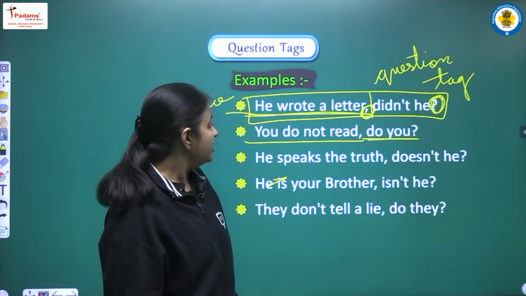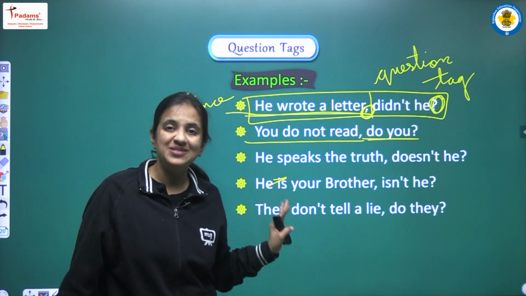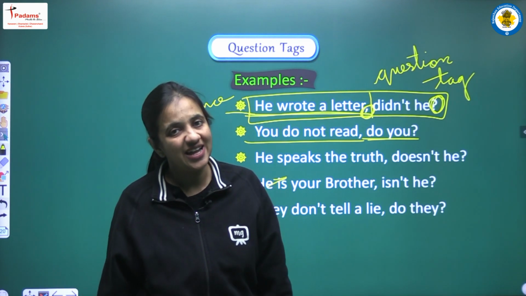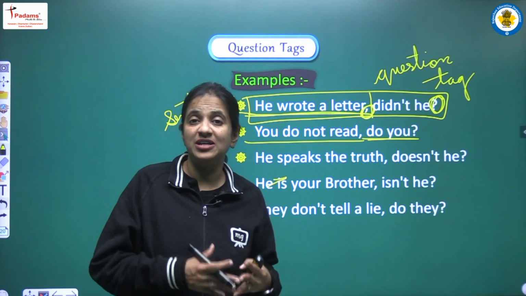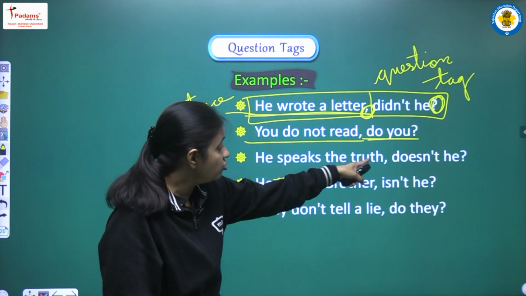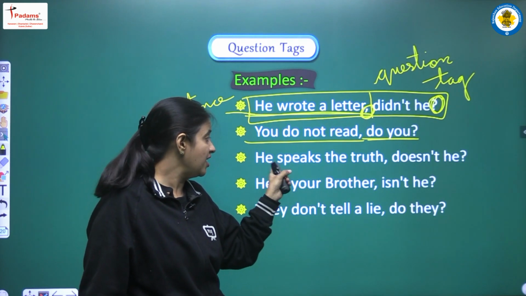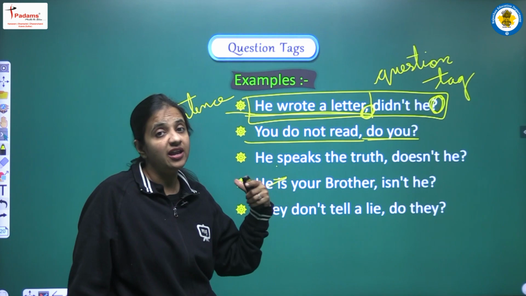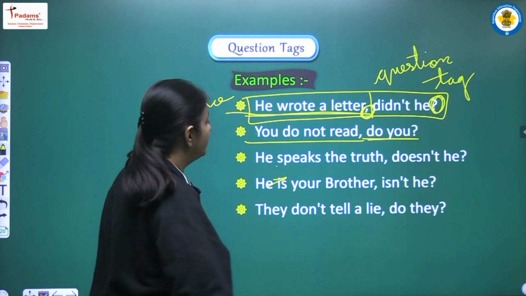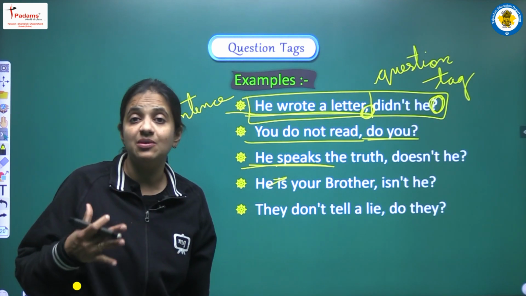Next example: he speaks the truth, doesn't he? So students, again I am saying that the knowledge of the tenses is very useful in this topic also, that is question tags, because you have to observe the tense and the auxiliary verb. Here we have "he speaks the truth" with no auxiliary verb, but we can understand that this is an example of present simple tense.